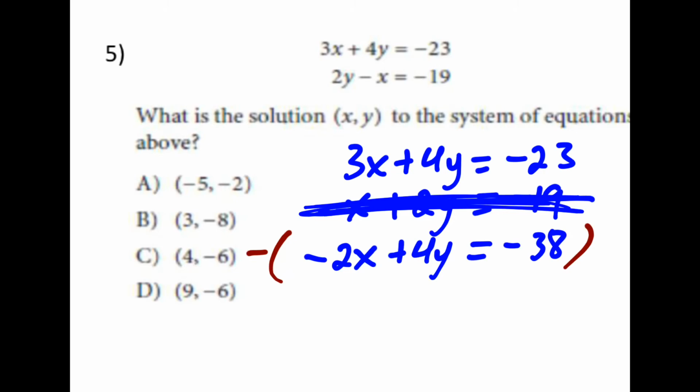3 minus a negative 2x gives me 5x. 4 minus 4 gives me 0y, and it cancels out. And negative 23 minus a negative 38 will give me 15. Divide by 5 on both sides, and x is equal to 3. Still b.